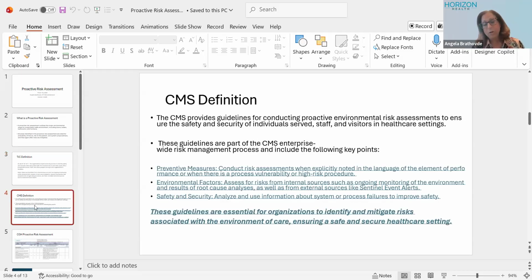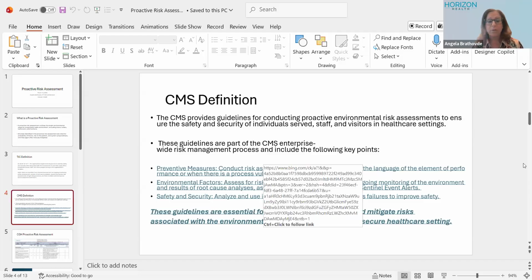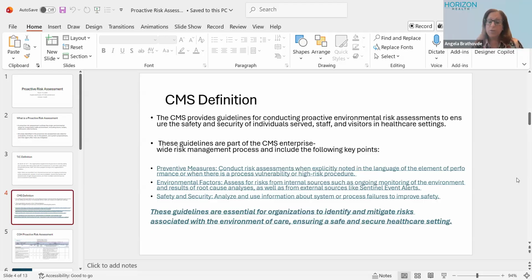The CMS definition of a proactive risk assessment: CMS provides guidelines for conducting proactive environmental risk assessments to ensure the safety and security of individuals served, staff, and visitors in healthcare settings. It's the same thing as Joint Commission. These guidelines are part of the CMS enterprise-wide risk management process and include the following points. So, preventive measures: we conduct risk assessments when explicitly noted in the language of the element of performance or when there is a process vulnerability or high-risk procedure.